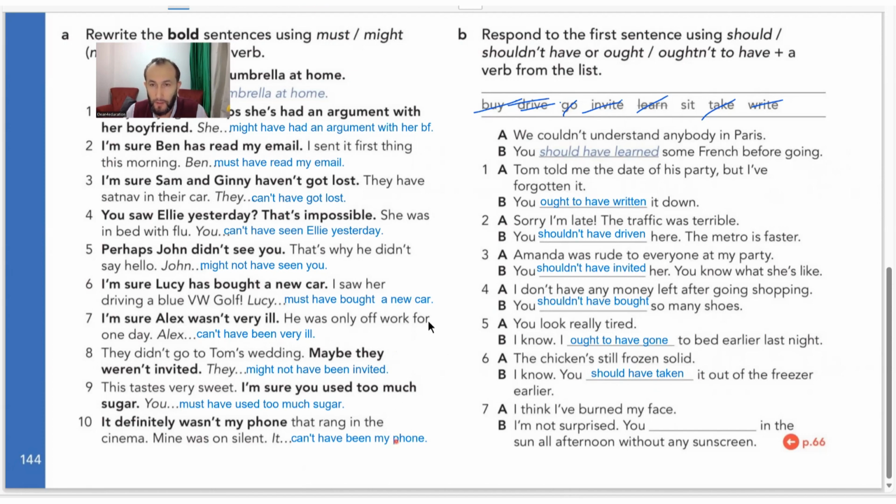Last one, Özgünür. You shouldn't have sat in the sun. I think I burnt my face. I'm not surprised, you shouldn't have. So let's make the negative. This one was ought to. So you oughtn't to have sat in the sun. Or we can also say you shouldn't have sat. Okay, guys? That's it. So the grammar is done. Now we're going to move to the main page.